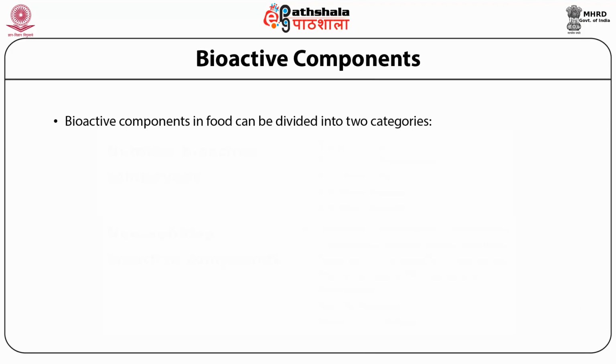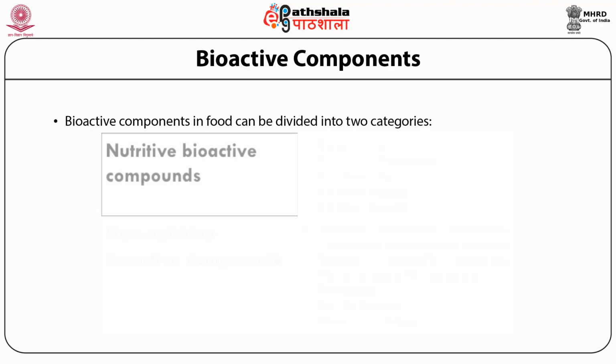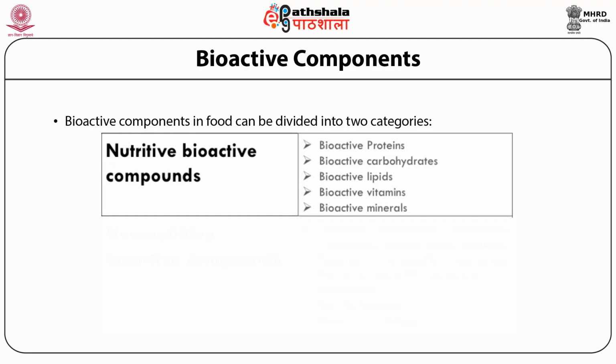The bioactive components in food can be divided into two categories. Number one, the nutritive bioactive compounds. That includes bioactive proteins, bioactive carbohydrates, bioactive lipids, bioactive vitamins, and bioactive minerals.